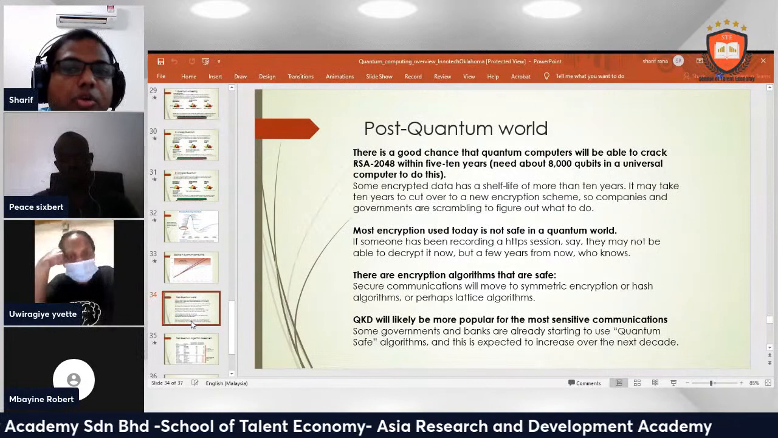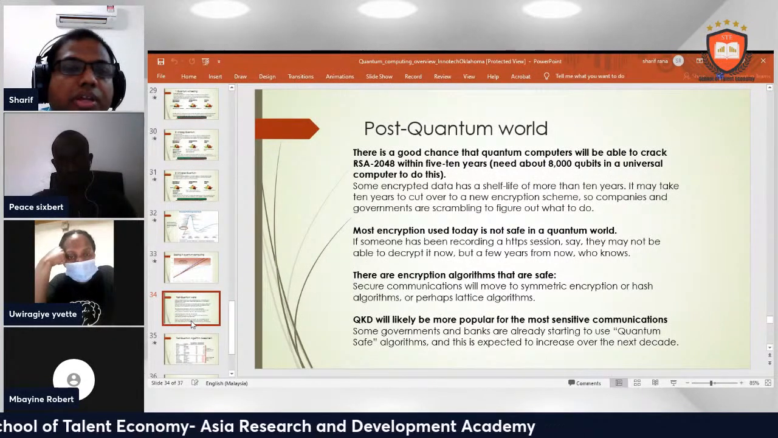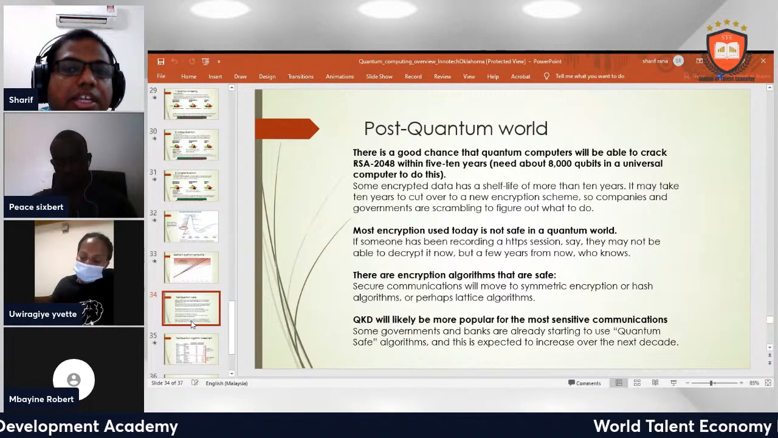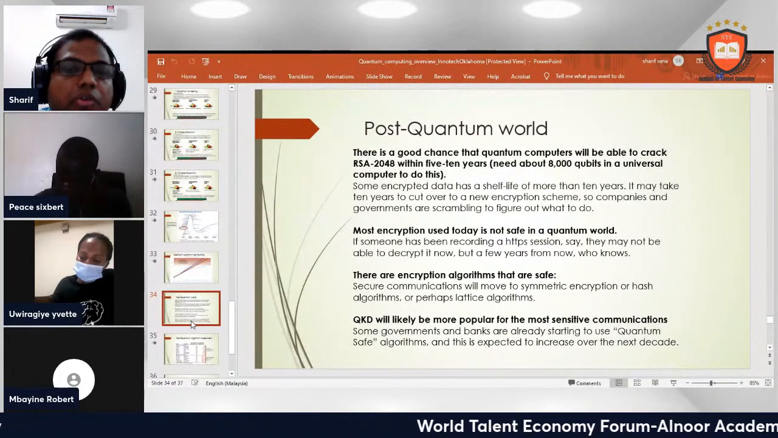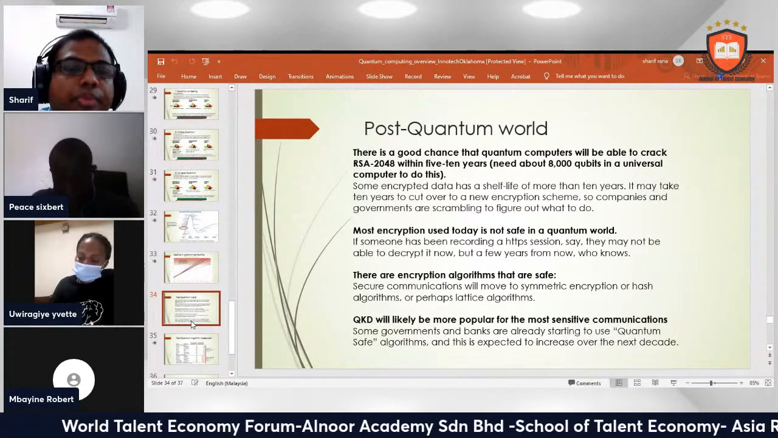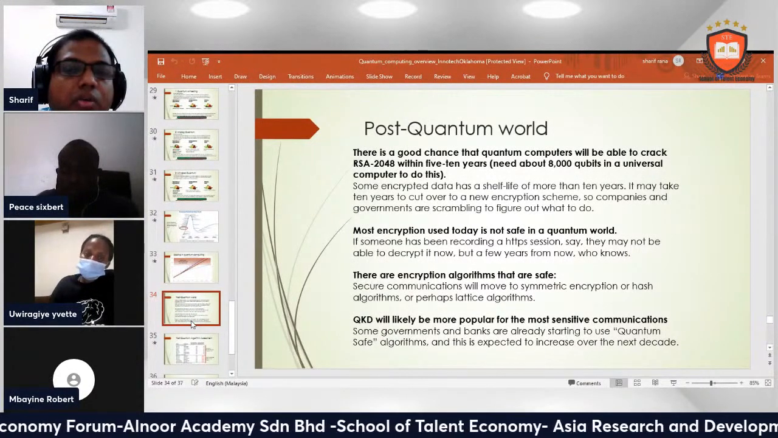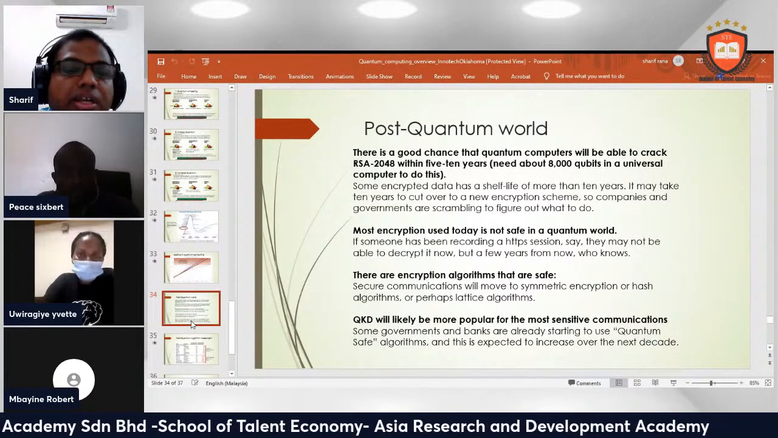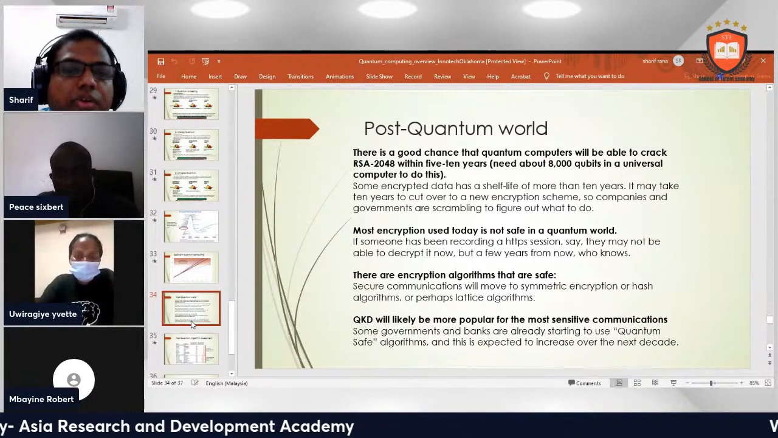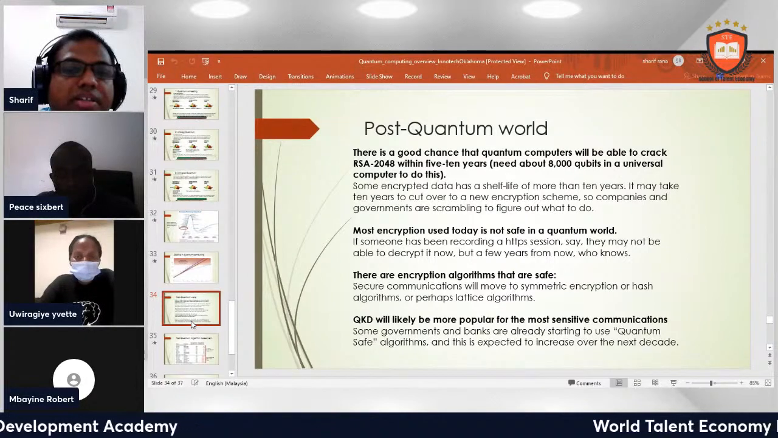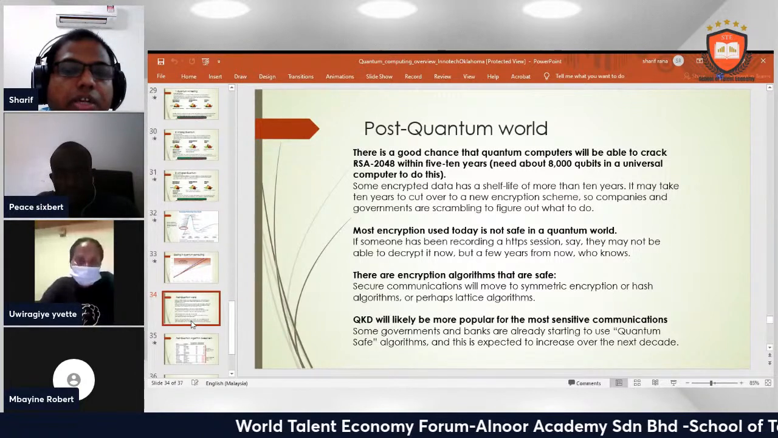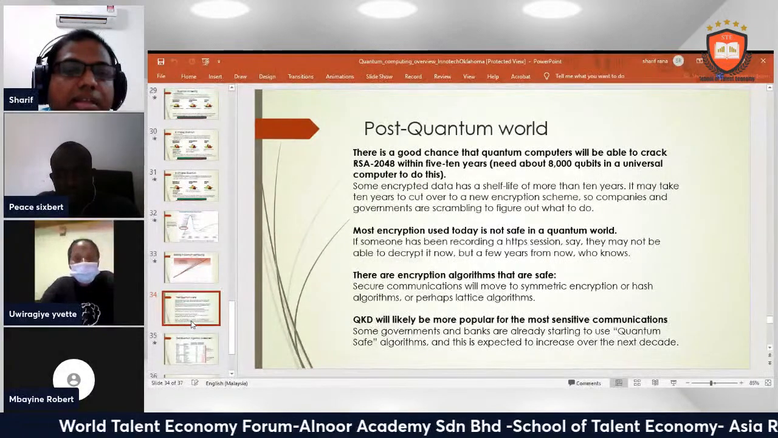There is a good chance that a quantum computer will be able to crack RSA 2048 within 5-10 years. Some encrypted data has a shelf life of more than 10 years. It may take 10 years to cut over to new encryption schemes. So companies and governments are scrambling to figure out what to do. Most encryption used today is not safe against a quantum computer. If someone has been recording an HTTPS session that they may not be able to decrypt now, they may be able to in a few years from now. There are encryption algorithms that are safe. Secure communications will move to symmetric encryption or hash algorithms, perhaps lattice algorithms.